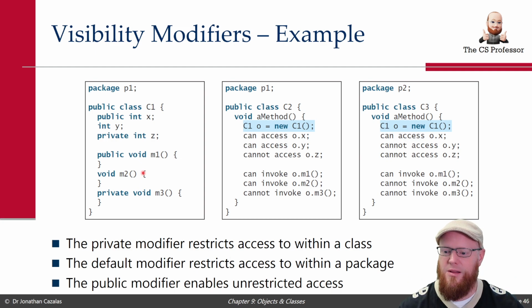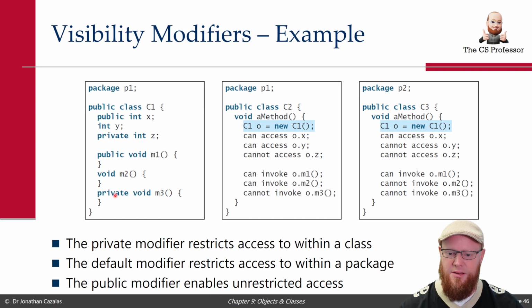So with all that in mind, let's start over here on the left. We have this public class C1, and it has three variables and three methods. Let's very quickly look at those variables. X is public, Y is neither public nor private, and then Z is private. So Y has default visibility, X is public, Z is private. We have three methods. M1 is public. M2 has default visibility because it mentions neither public nor private. And then M3 is private.